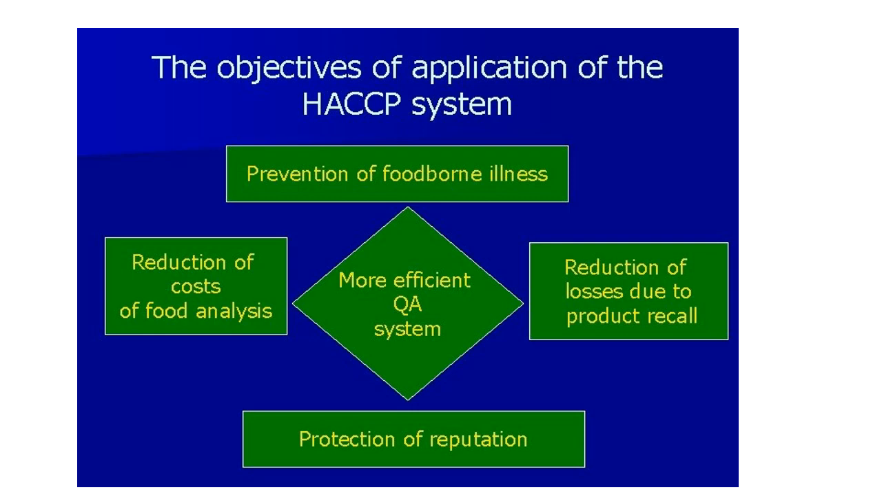due to recall. Whenever there is a problem in the earlier system in the end product analysis, if there is an issue, it has to be recalled or rejected. So that's a big loss. And the protection of reputation, brand name. So these are the important objectives of HACCP.